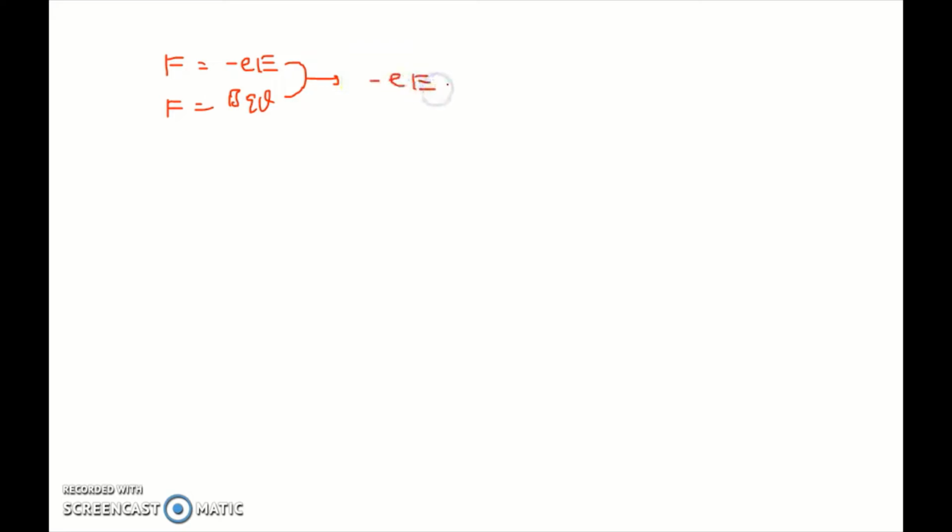It is minus e into E is equal to BQV, and this electric field intensity is happening due to the Hall effect. So that's why I can take this one as minus e into capital E suffix H. That means the electric field intensity that happened due to the Hall effect is equal to BQV. Here in the previous slide I didn't mention the negative, but here I mentioned the negative.